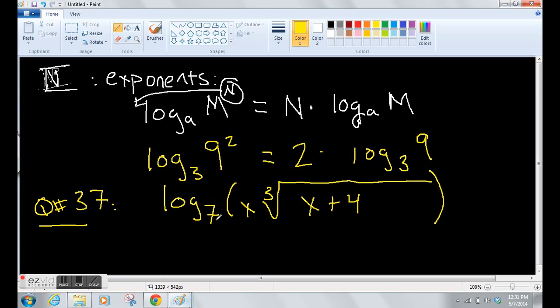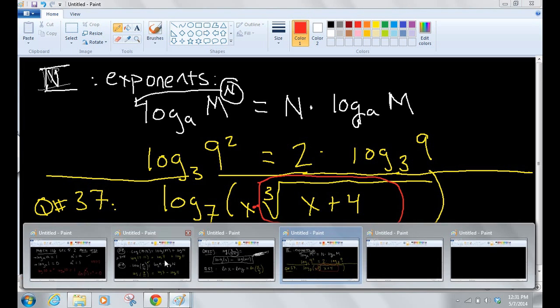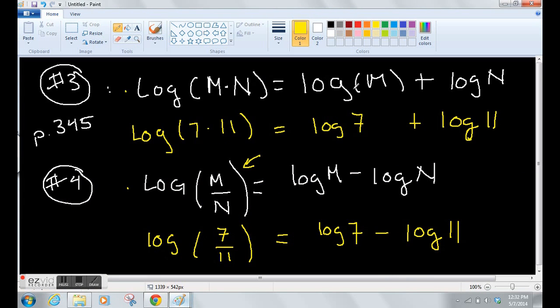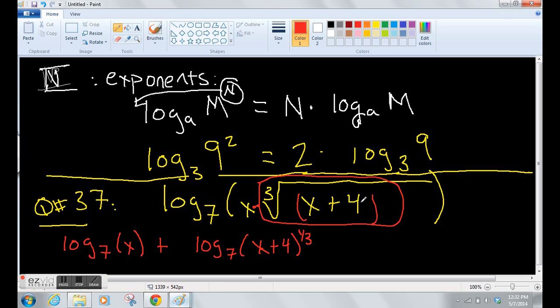Okay, so we're going to use two of the rules together. Let me draw a little line here to indicate that we are doing a separate problem. The first thing I'm going to do is notice that this x is multiplied by this piece here. Because they're multiplied, I can use the multiplication rule, m times n, and split them up and add them. That's log base 7 of x plus log base 7 of x plus 4 to the 1/3, because cube root means this thing raised to the 1/3. And I'm not done yet.